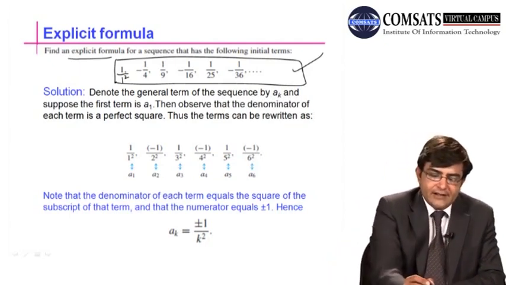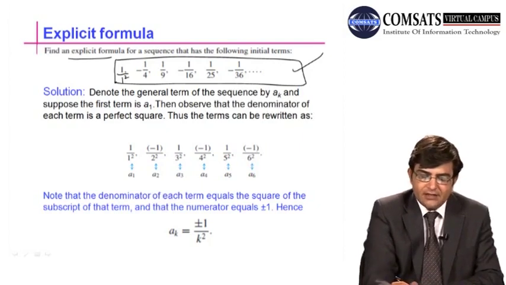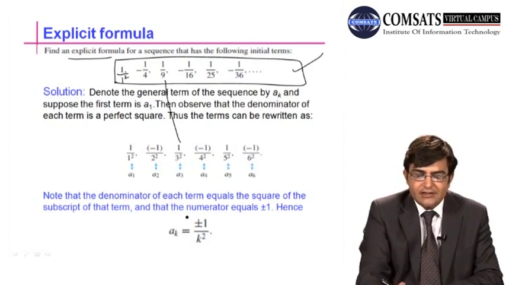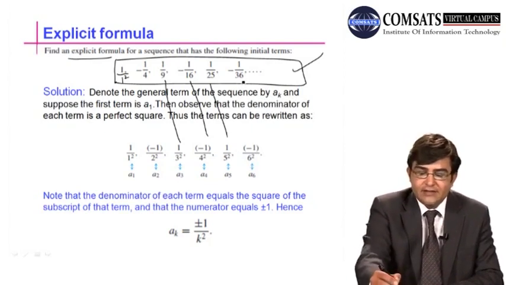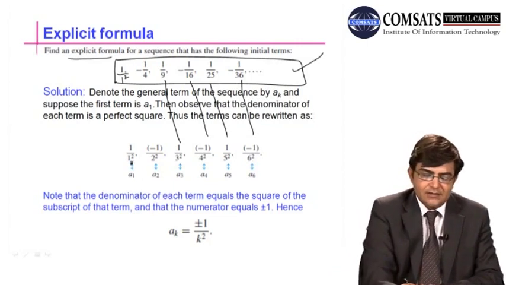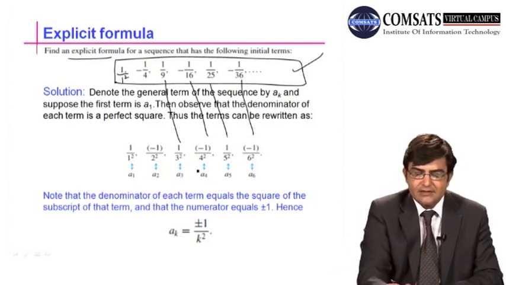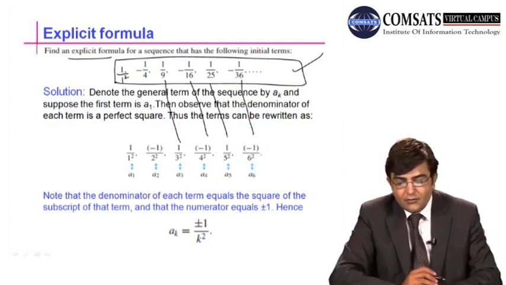So first we write 1 over 1 square. Here we write minus 1 over 2 square. This we write 1 over 3 square. This we write minus 1 by 4 square, plus 1 by 5 square, minus 1 by 6 square. So this is basically the first term, this is the second term, third, fourth, fifth and sixth.